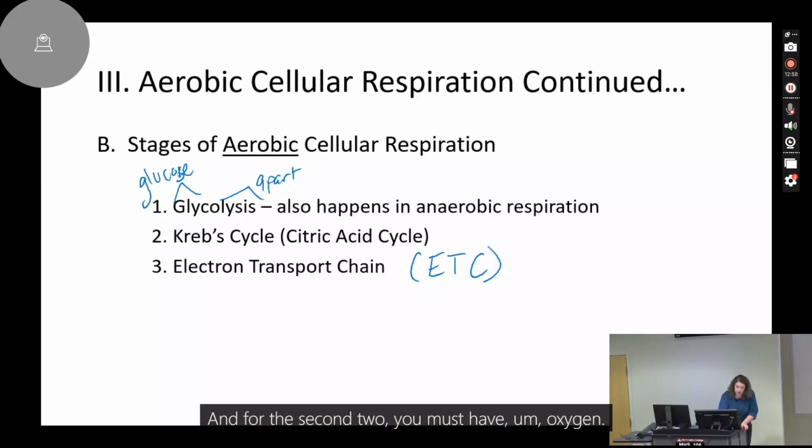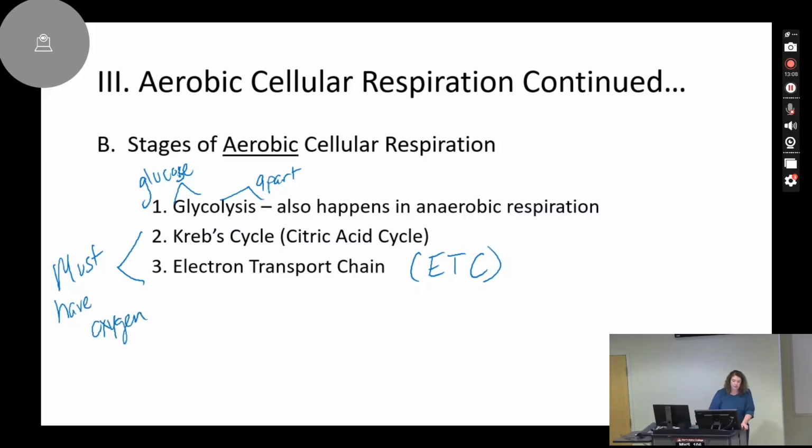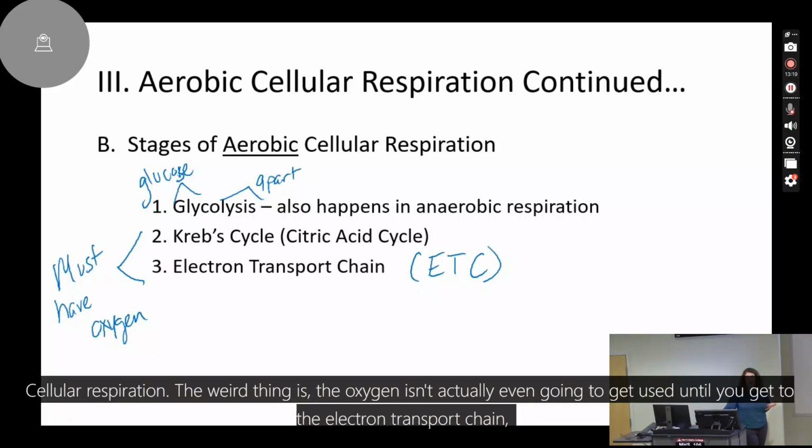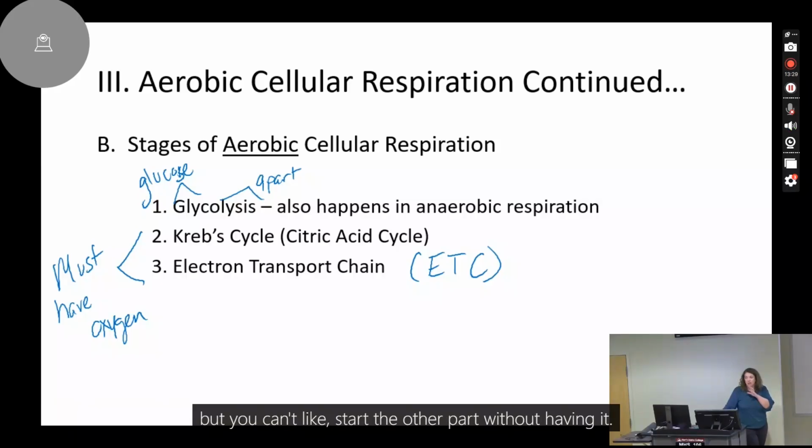And for these second two, you must have oxygen. So those second two are the things that only happen in aerobic cellular respiration. The weird thing is the oxygen isn't actually even going to get used until you get to the electron transport chain, but you can't start the other part without having it. Okay?